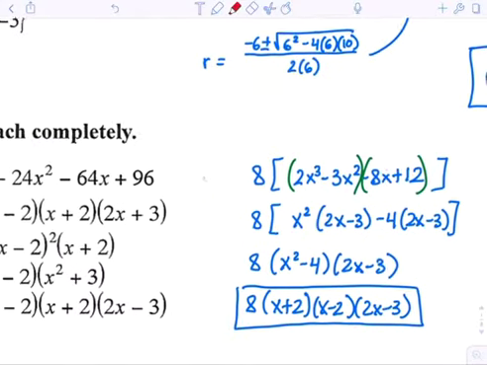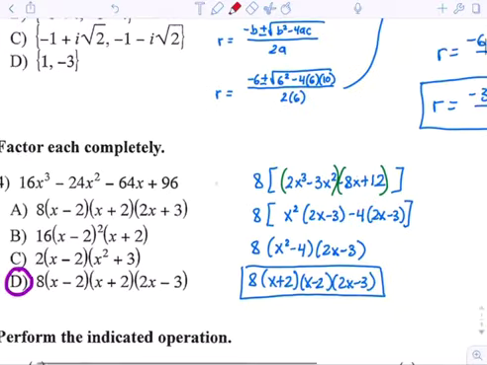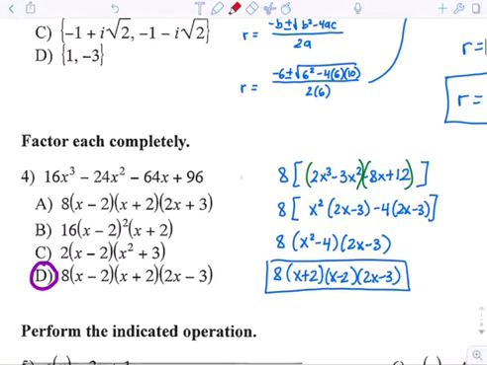Now notice that this can also be factored because it's a difference of squares. So the square root of x squared is x, the square root of 4 is 2. x plus 2, x minus 2. And everything else is still the same. So that's my factor. And then when I look at number 4, I notice that D is the only choice for that. Okay?